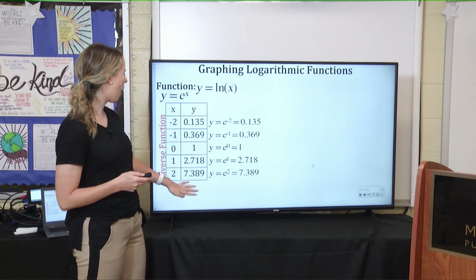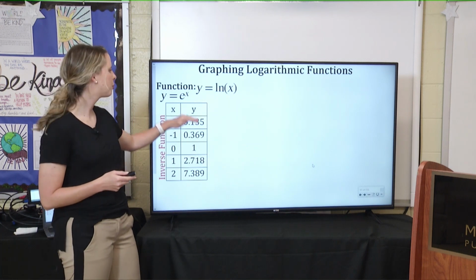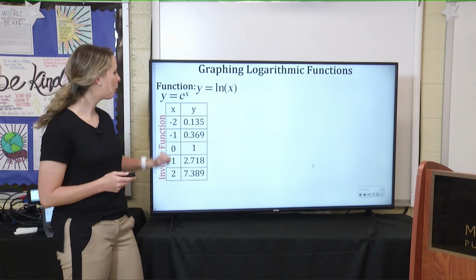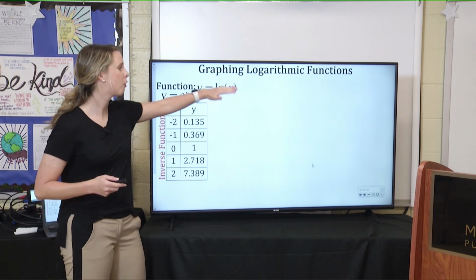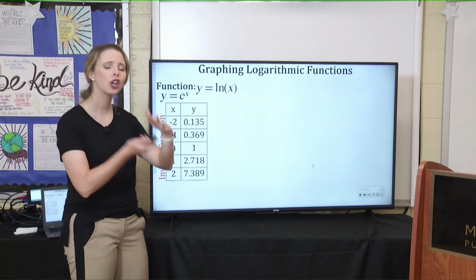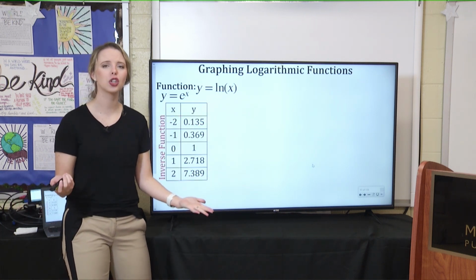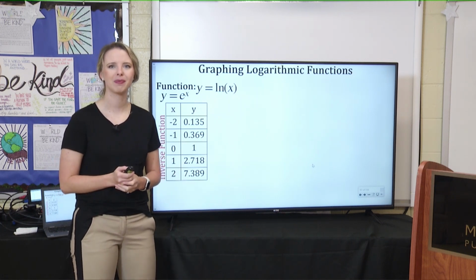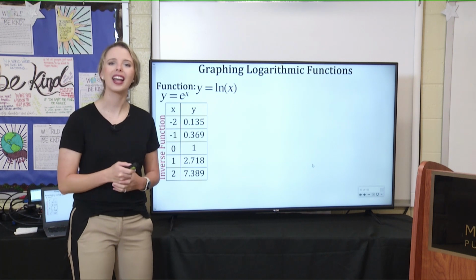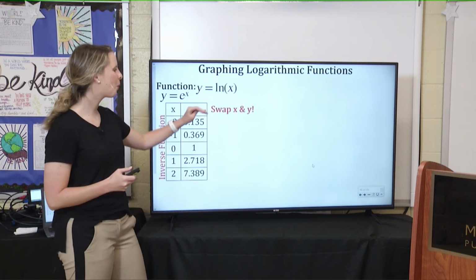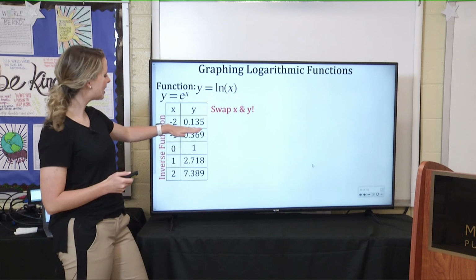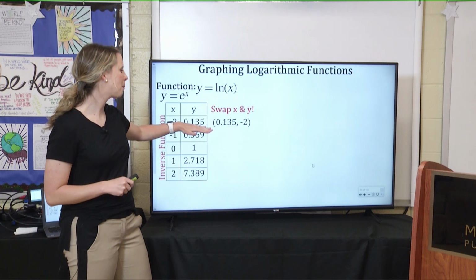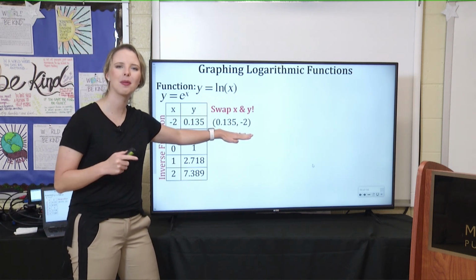So now we have all of our values for e to the x. But e to the x is the inverse function, and we don't really want to graph e to the x. We want to graph y equals ln of x. So what are we going to do? What is the special relationship between two functions that are inverses of one another? You're exactly right. The x's and y's are swapped. So we need to swap the x and y. Instead of our ordered pair being -2, 0.135, now our ordered pair is 0.135, -2.